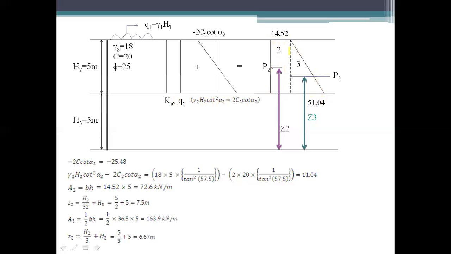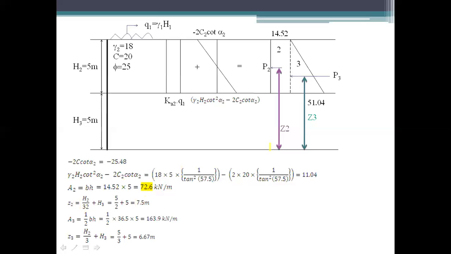To make it clearer for calculations, we draw this dotted line and make two diagrams, one rectangle and one triangle. So that is second and third. Positively, the second area P2 is given by base into height, as it is a rectangle. So the base is 14.52 into H2 is 5. So the answer is coming to you as 72.6 kilonewton per meter.